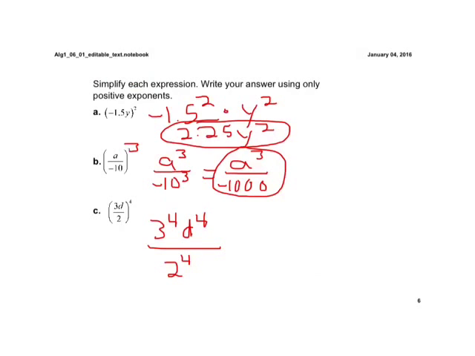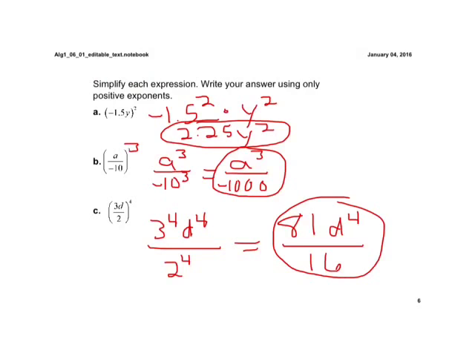Now, 3 to the fourth power, if we do the math there, we get 81. D to the fourth, we're going to leave the same. And that's all going to be divided by 2 to the fourth power, which ends up being 16. Okay, the 81 and 16, we can't simplify that at all. So we're going to leave it just how it is. And here's our answer.